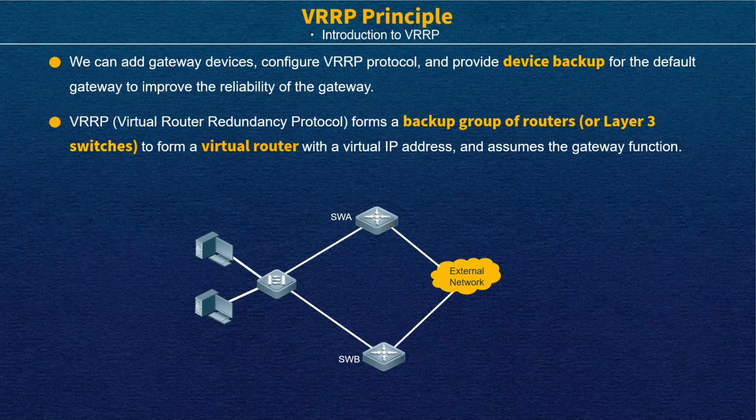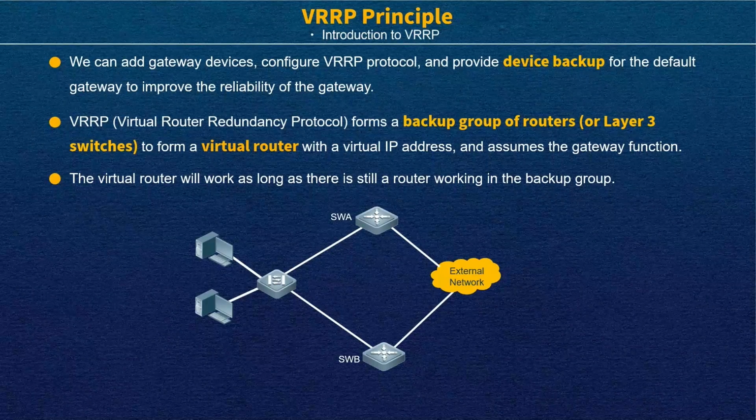The VRRP protocol is the Virtual Router Redundancy Protocol. We can make multiple devices become a backup group for a router or a layer 3 switch. Then we select a virtual router, and the virtual router will keep working as long as there is still a router working in the backup group.